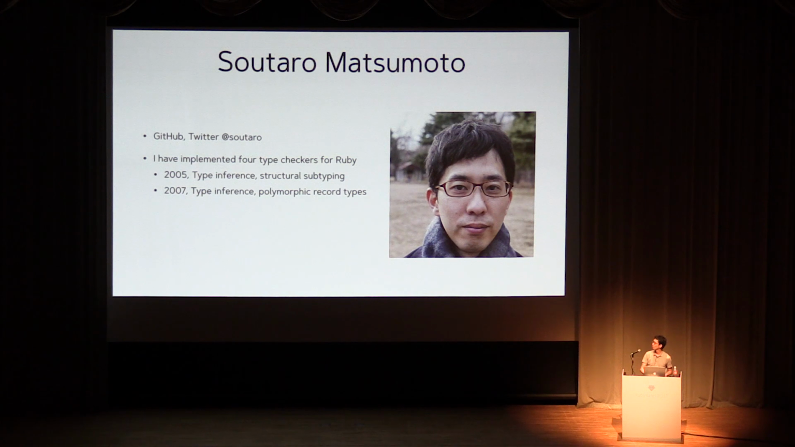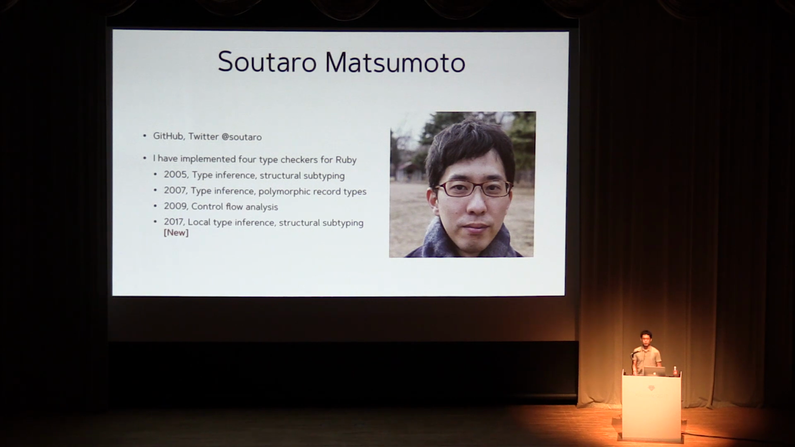The third one was after that. I tried to do control flow analysis. I implemented an analysis called safety analysis, which is almost equivalent to type checking. It tries to handle some method redefinitions in Ruby programs, but I don't think it worked really well. And today I'm talking about my latest Ruby static type checker.